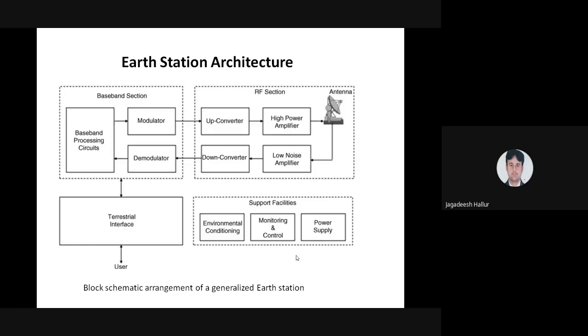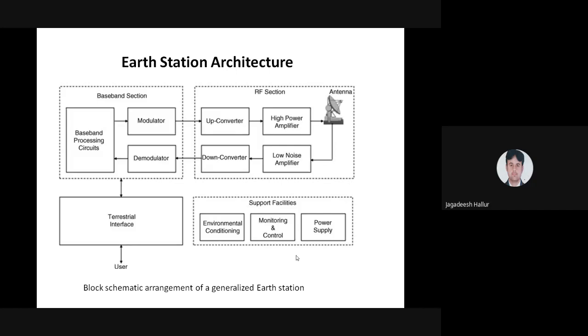In that block, we have the baseband processing circuits. That is, we require some circuits to process that baseband signal. The baseband processing circuits are connected to the modulator and demodulator. What is a modulator? It modulates the signal to increase the strength of the signal, so we require a modulator.